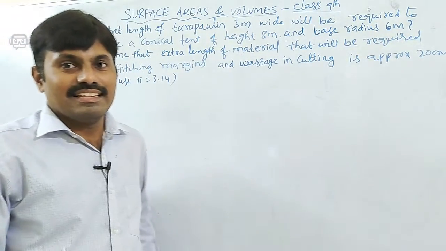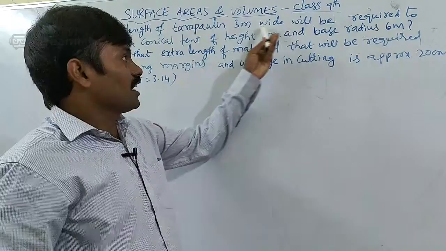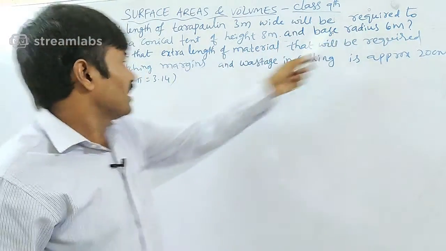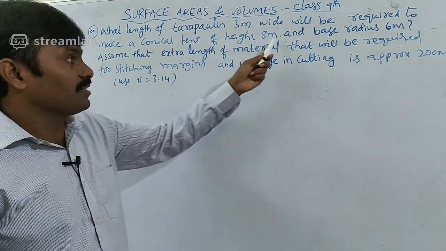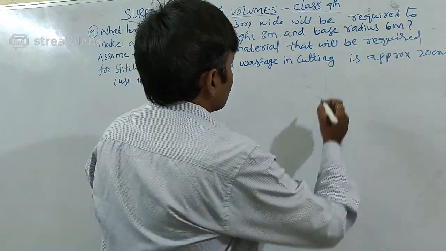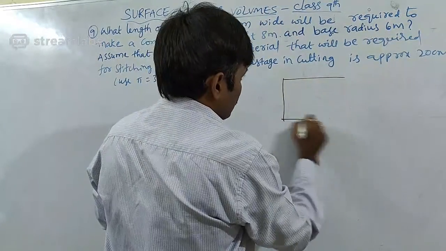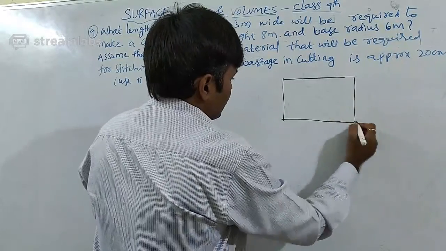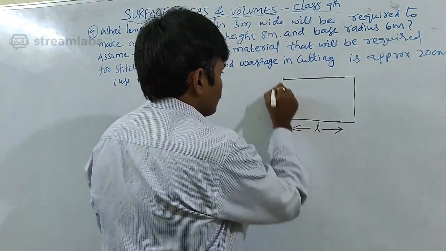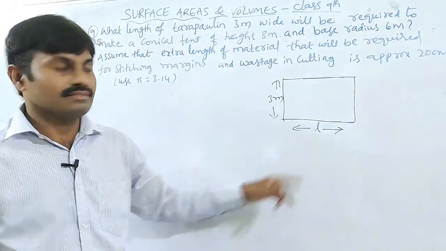Okay, my dear students. See here. What length of tarpaulin, 3 meters wide, will be required to make a conical tent of height 8 meters and base radius 6 meters? So here some tarpaulin is here. Its length we have to find. We don't know. And its width is 3 meters. They are given. Required is L.